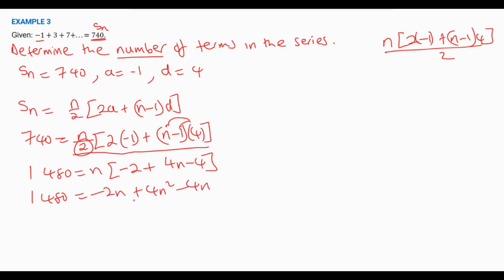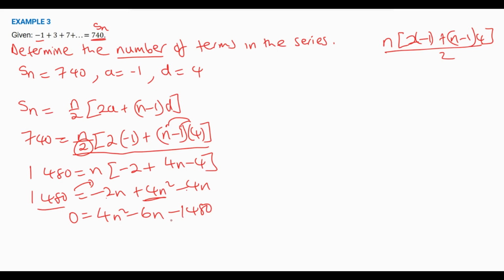Let's get our standard form from here. So we have positive 4n here. Let's move everything to the right hand side. So it's 4n squared, and then minus negative 4n minus 2n, that is negative 6n. Then we move 1480 to the right hand side. We get negative 1480. Now we have our equation in standard form.